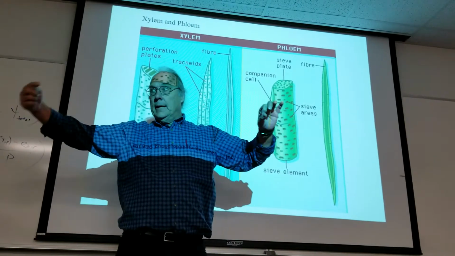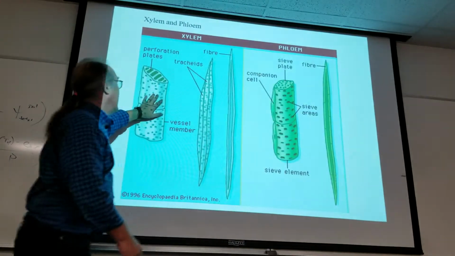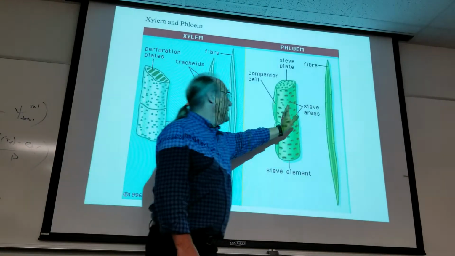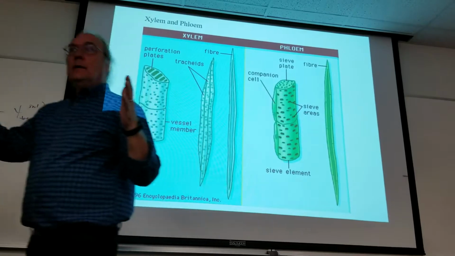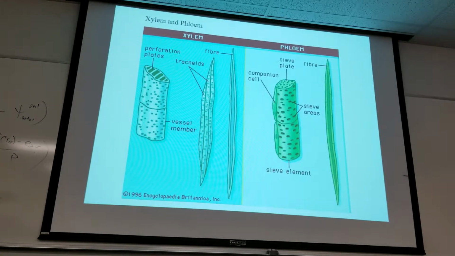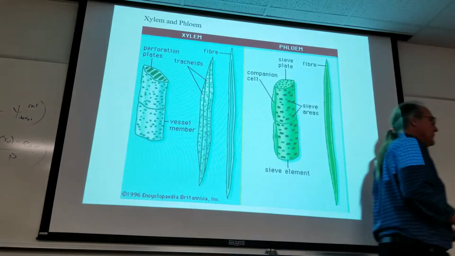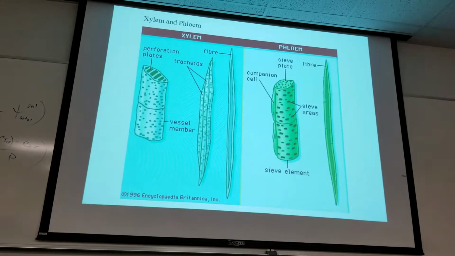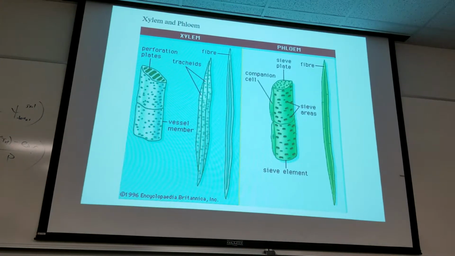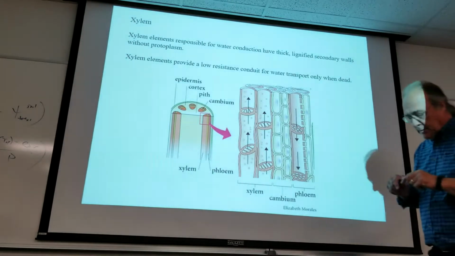length. And so the movement of the fluid in the xylem and in the phloem is due to differences in pressure potential. The osmotic potential doesn't enter into it. It's the pressure potential that's the driving force for water movement, both in the xylem and in the phloem. So let's talk about xylem first.